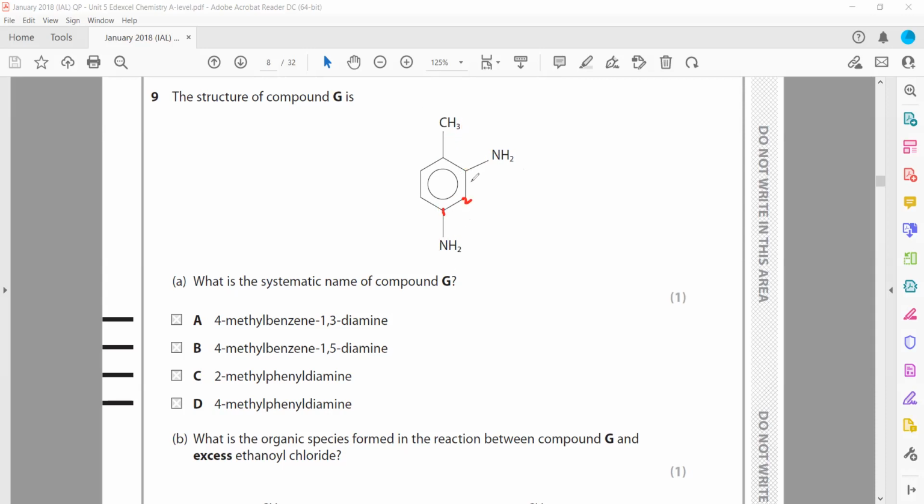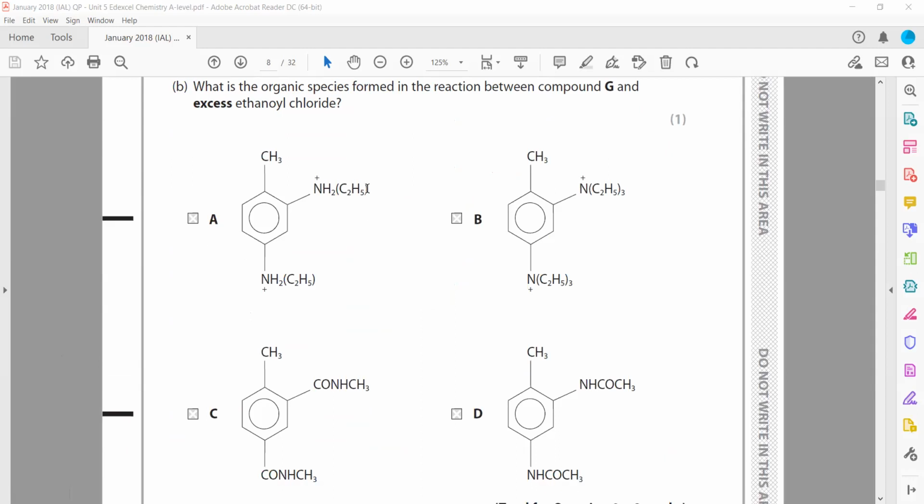So if I start from here, 1, 2, 3, 4, 5, 6. So at the first position and third position, I have amine, and at the fourth position, I have a methyl branch. So it is 4-methyl. And at which positions do we have amine? First and third position we have amine. So it is 1,3-diamine. Is it clear? This question, the systematic name. Okay.